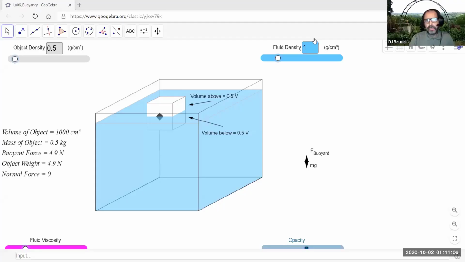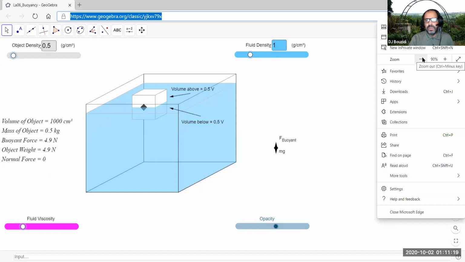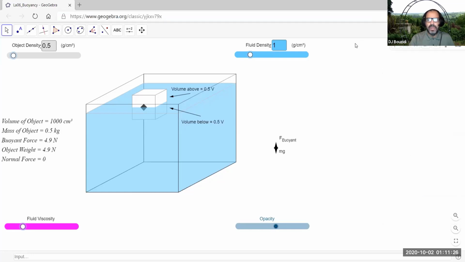Okay. As I said before, the viscosity is in the bottom and the opacity is on the top. Let me see what happens if I change the view in here. So from 100%, all I can do in here, for example, on Microsoft Edge, is reduce the view to 90% and I have everything in here. As I said in the intro, the fluid viscosity, you're not going to be touching it, basically the viscosity of the water at room temperature is given, so you're not going to worry about it.